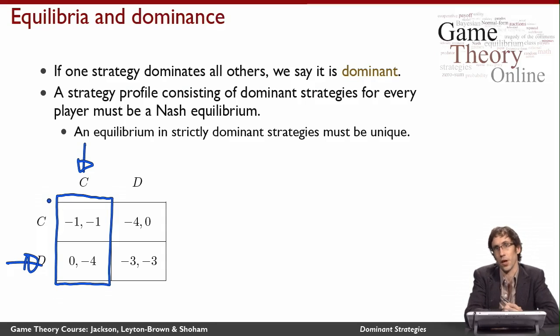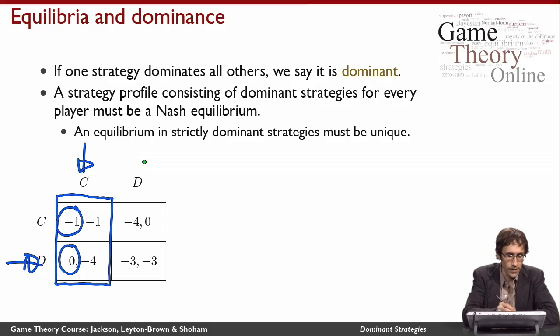He knows he's in this column. And that means he faces a choice between getting a payoff of -1 and getting a payoff of 0. And 0 is bigger than -1, and so player 1 would prefer to get 0, which means that his best response to C is to play D.